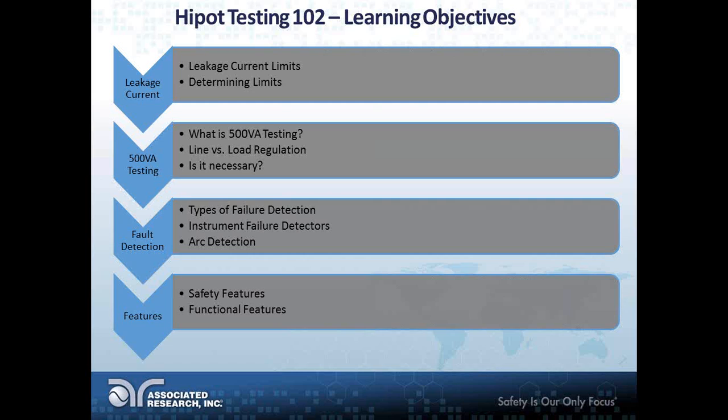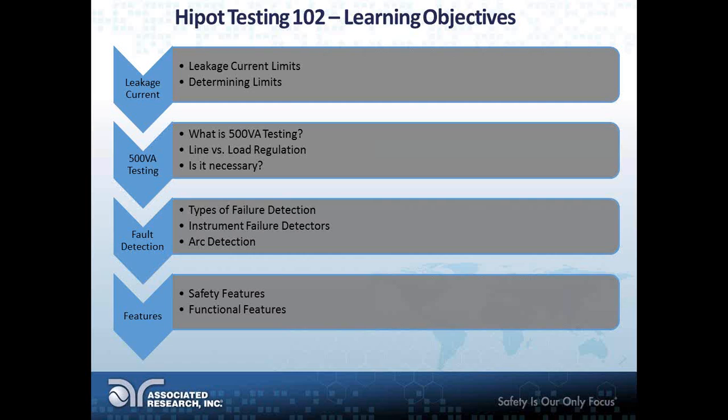Then we're going to dive into some fault detections. We're going to talk about different types of failure detections and different types of instrument failure detectors that are available on most Associated Research Hipot testers. And then we're going to come back to arc detection. I know Nick covered arc detection in quite a bit of detail last time, but we still saw some questions, so I thought it would be a good thing to include arc detection again for a quick review on this topic, as it's not a very easily understood topic.